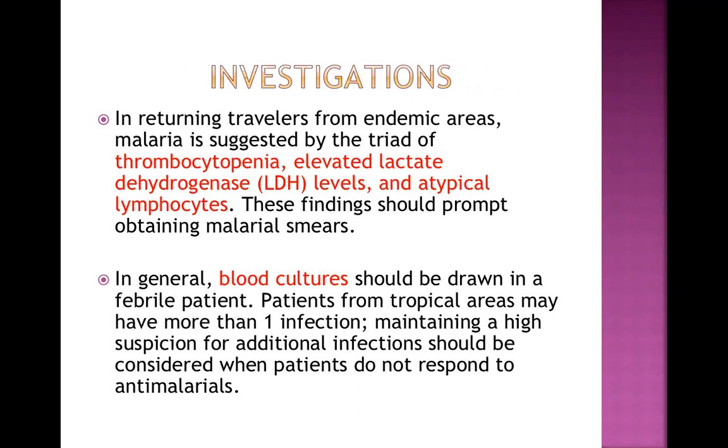In returning travelers from an endemic area, for example, you are visiting those endemic areas from those countries which are not endemic regarding malaria, then malaria is suggested by the triad of thrombocytopenia, elevated LDH level, and atypical lymphocytes. Now, this is an indirect clue for malaria. If these features are there, then the next step for me is examination of peripheral blood smear for malarial parasite.